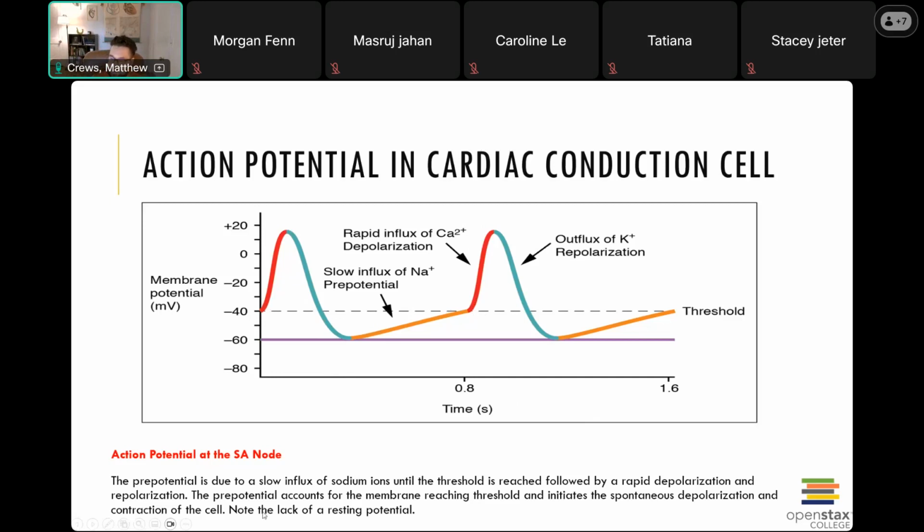All right, so the thing to note here is there's not a resting potential. In most other cells, there is a resting potential, which is a specific number that cells live at, that they're at rest, okay? Cardiac cells don't rest. Got it? Got it.